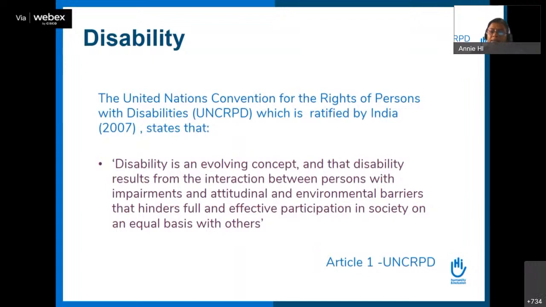But disability is a little beyond that. Disability is a social construct. It is based on some impairments like difficulty to walk and maybe to talk or to communicate. But what is really important for us to understand is that there are impairments and there is an interaction with some barriers that we face in the environment and due to attitudes. And because of these barriers, there is a difficulty in participating in society on an equal basis with others. So I'll explain this a little more in the next slides.